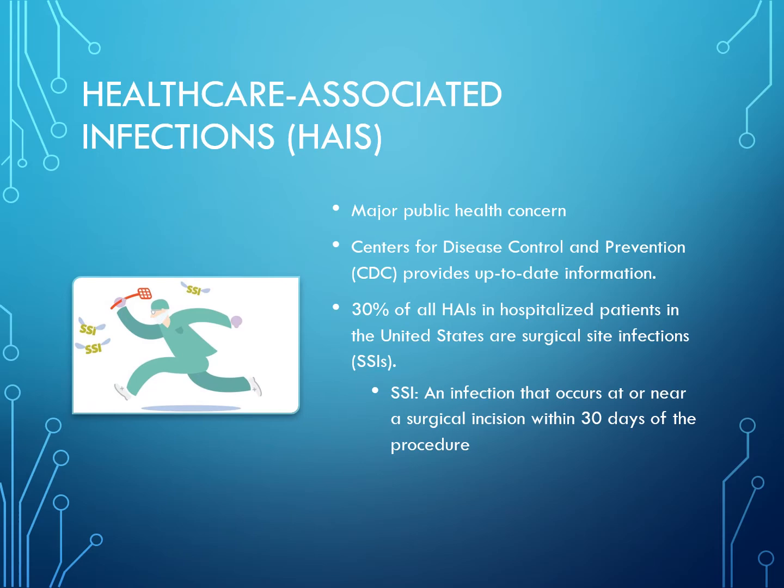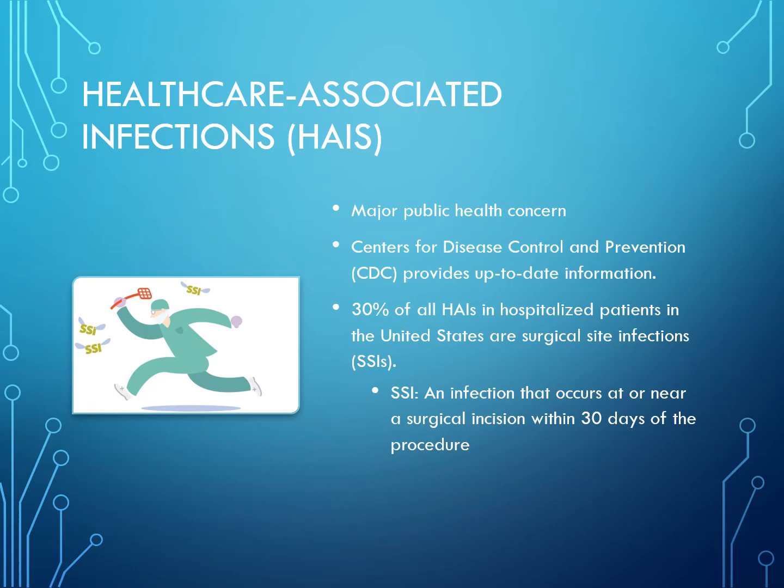So it's important that you are aware of healthcare-associated infections. These are a major public health concern. The CDC gives good up-to-date information about rates of infections, but just keep in mind that 30% of all healthcare-associated infections in hospitalized patients in the U.S. are surgical site infections. So this means they come from surgery. By definition, an SSI is an infection that occurs at or near a surgical incision within 30 days of the procedure. So if a patient has a total knee replacement, maybe they fall down, bust open that wound, and it's been 2 weeks out of surgery, and then they get an infection, that's going to be considered an SSI.